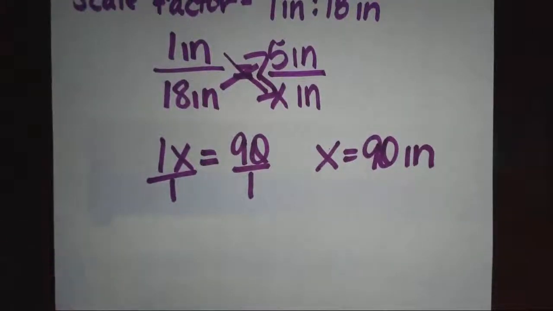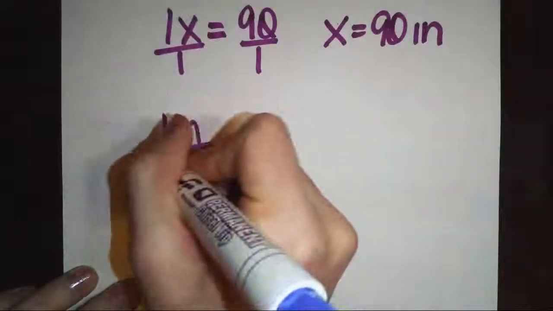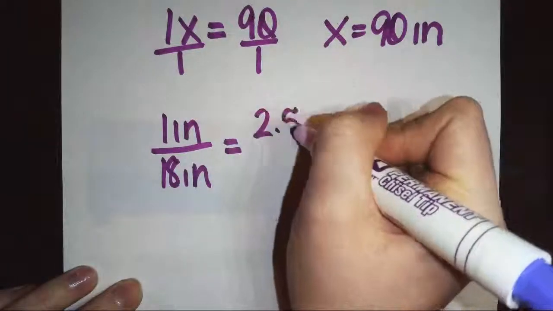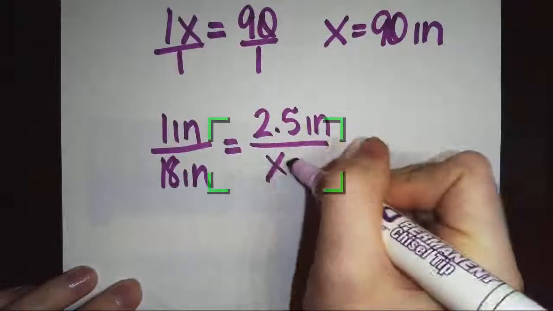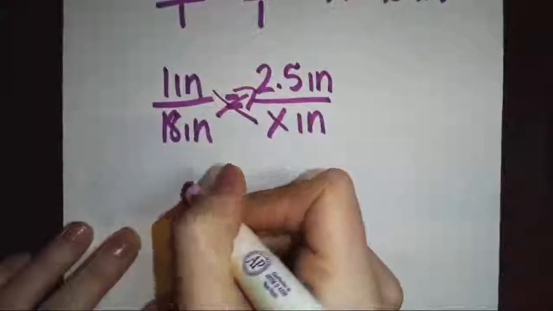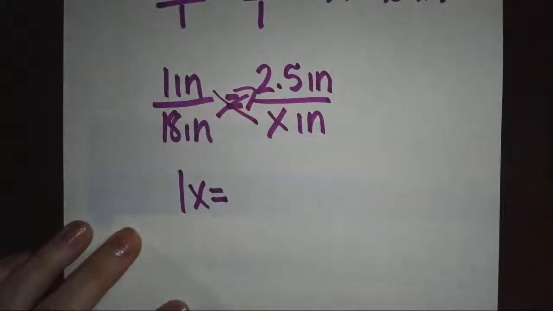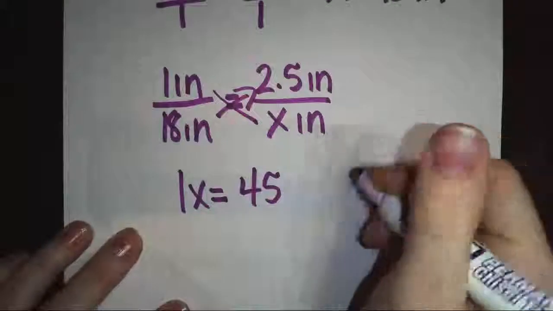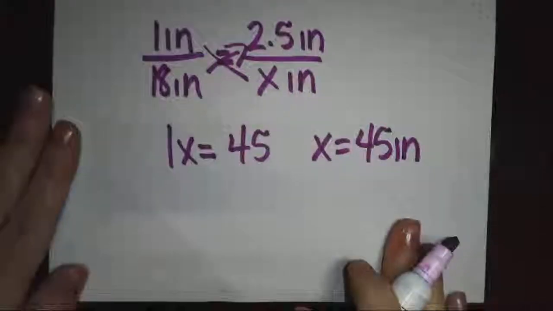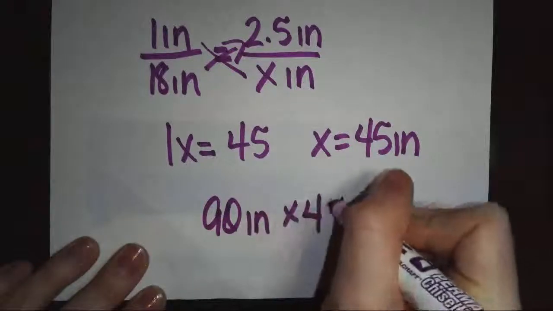Now we've done that for the length, and we have to do the same thing for the width. So we have the same scale factor, 1 inch over 18 inches, and the width is 2.5 inches in the drawing, and we need to know how big it is in real life. So again, cross multiply. We've got 1x equals 18 times 2.5, which is 45. So the width of the table is 45 inches. And so that means that the real dimensions of our table are 90 inches by 45 inches.